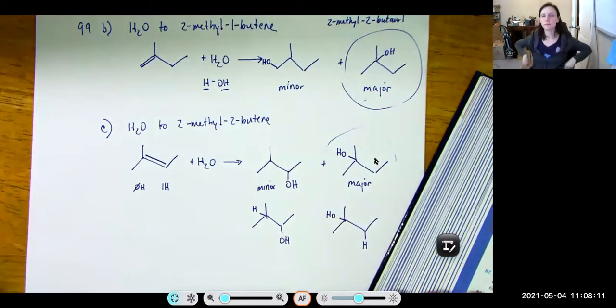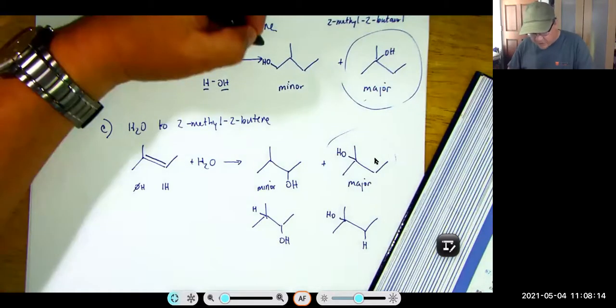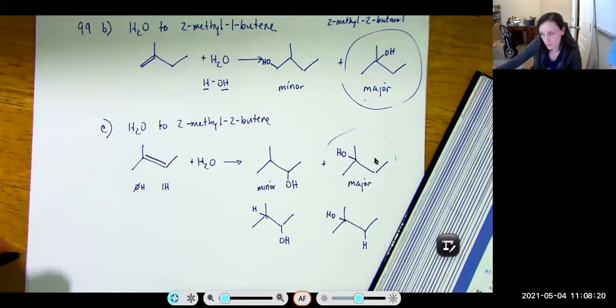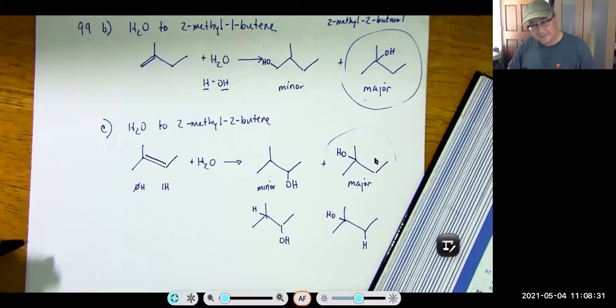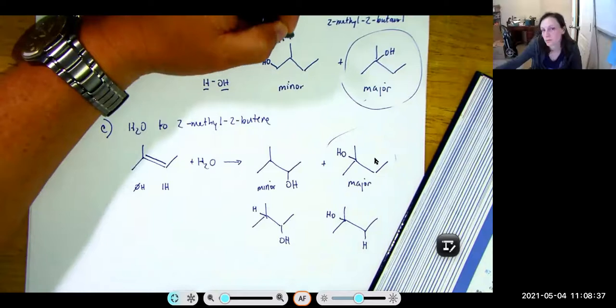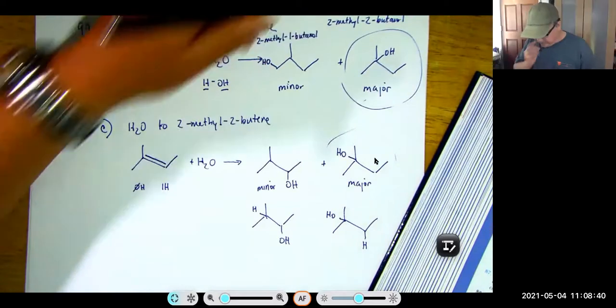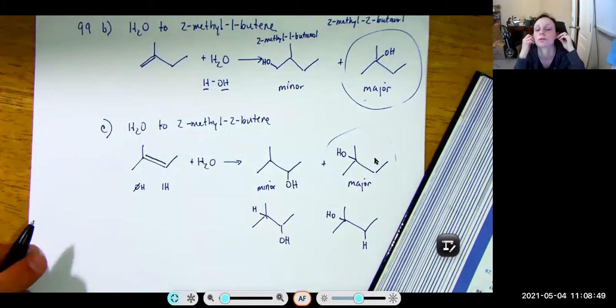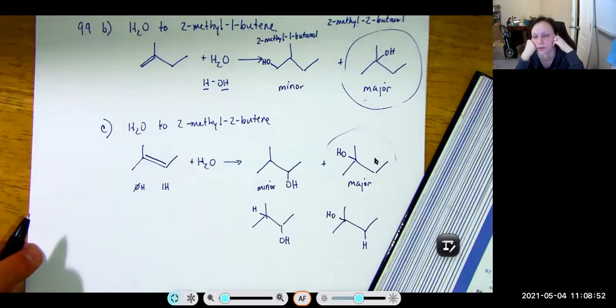Right. What would the name of this minor product for the first reaction in B be called? Would it be 2-methyl-1-butanol? Yes, it would. And it makes sense, doesn't it? Yeah. How about this product here? What would this one be called? It's tricky. 2-methyl-1-2-butanol?